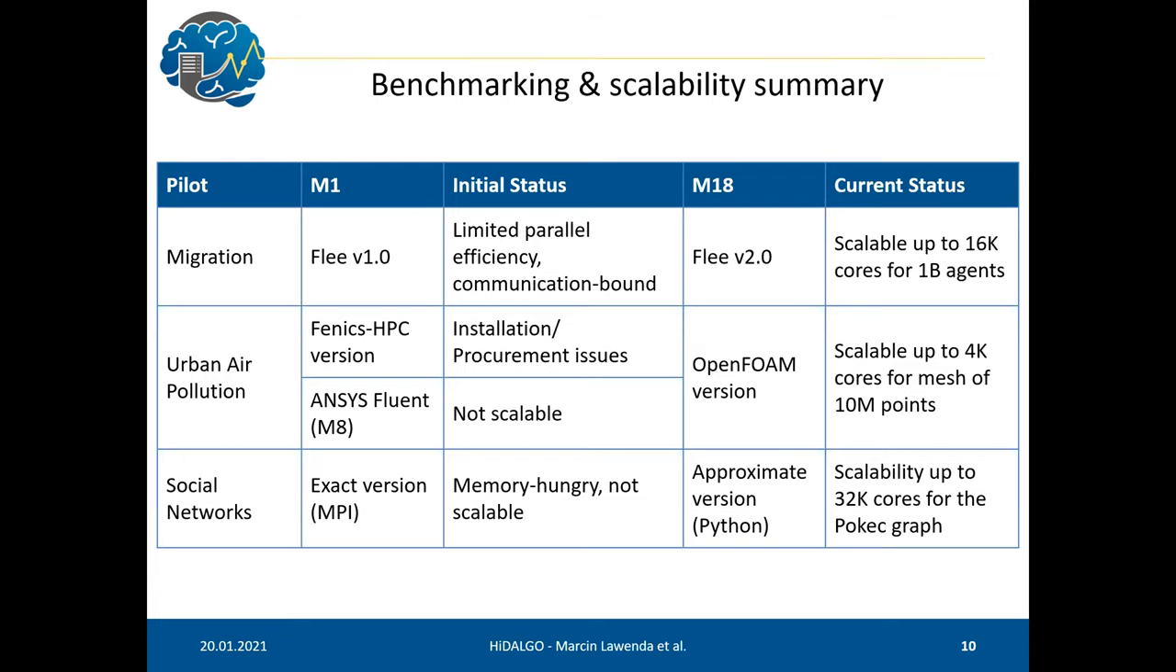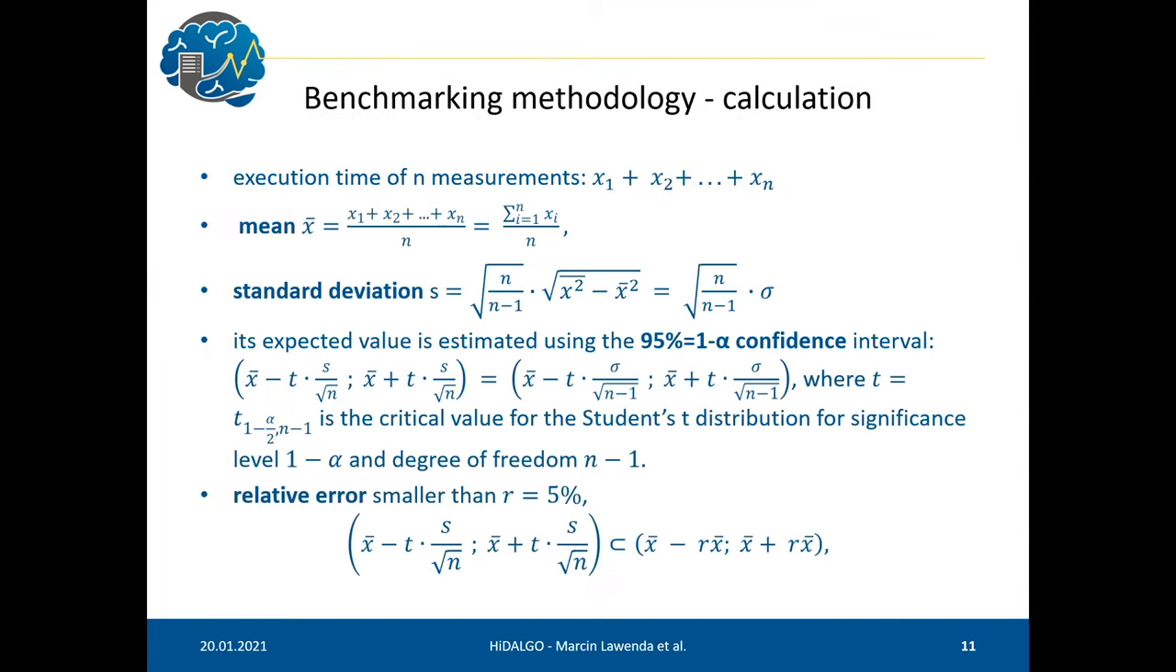We started with the Phoenix HPC version, and we ended up at the moment with OpenFOAM, and we're able to scale it up to 4,000 cores. And for the social networks, here we have the most prominent, let's say, valuable figures, which are 32,000 cores for the POCEC graph. Okay, of course there is some benchmarking methodology behind all these measurements, but I don't want to bother you with these formulas. What is most important is that we are executing all this on this test until we get 95% confidence, and the error is smaller than 5%.